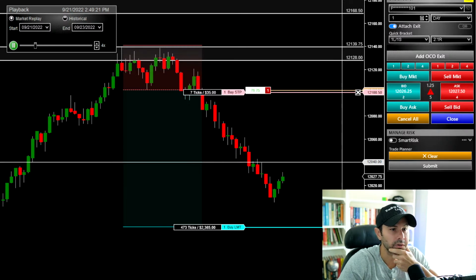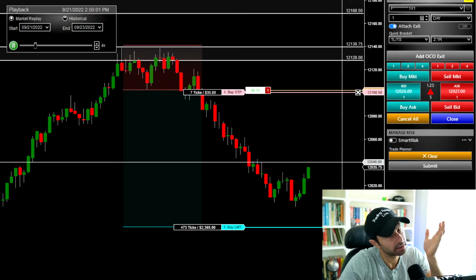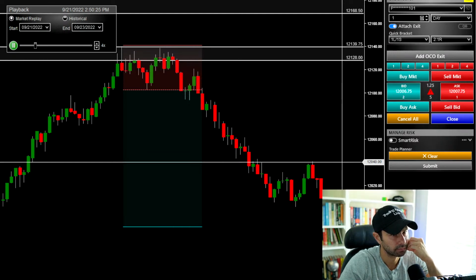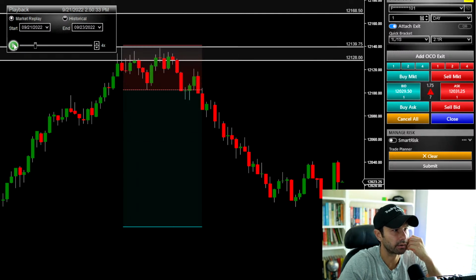So I won't record this in my edge log. This is not a missed trade that I had on the week. This was not a missed trade that I spotted. All right, so we hit target right there.